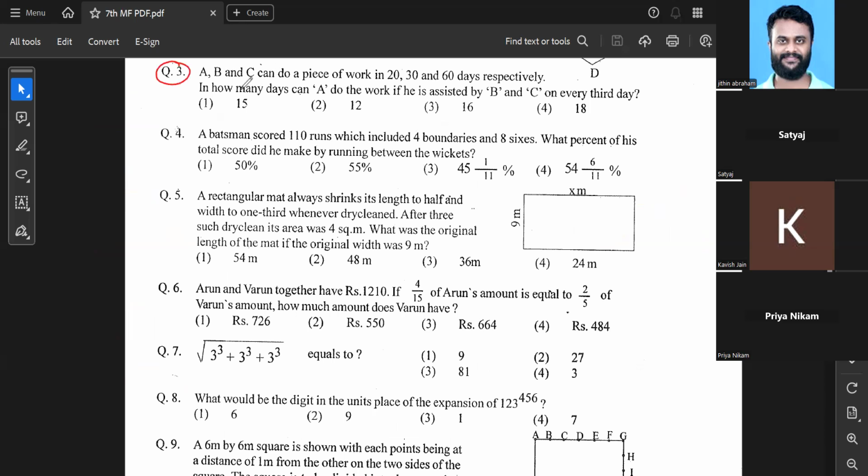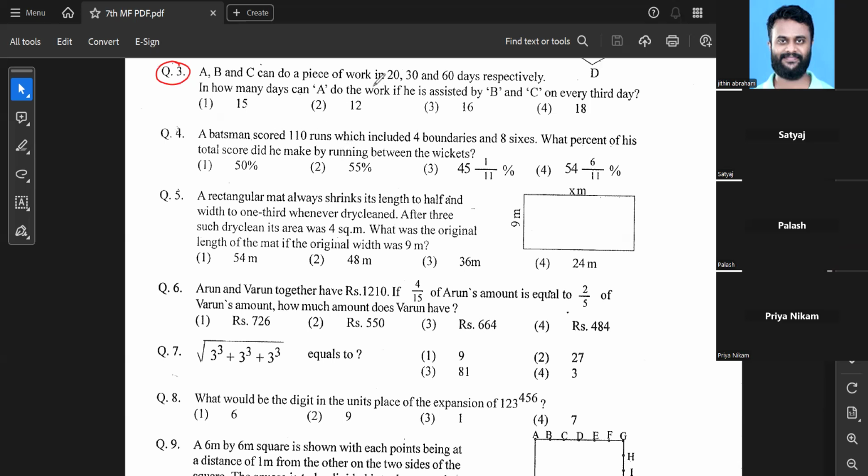Moving forward to the third question. A, B, and C can do a piece of work in 20, 30, and 60 days respectively. In how many days can A do the work if he is assisted by B and C on every third day? Okay, I'll be solving this. Before solving, just one simple logical question. Will your answer be greater than 20, equal to 20, or less than 20? Less than 20. Absolutely correct. Less than 20.